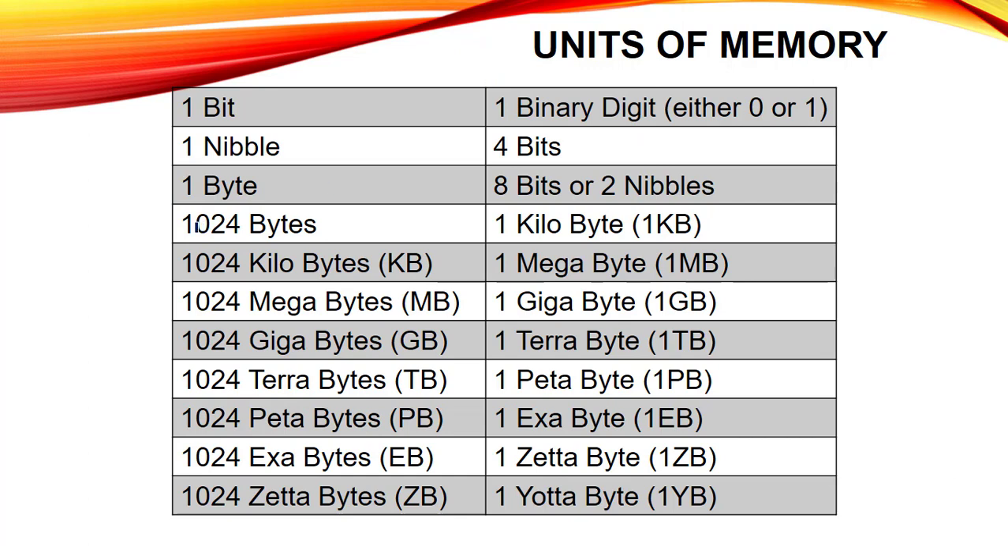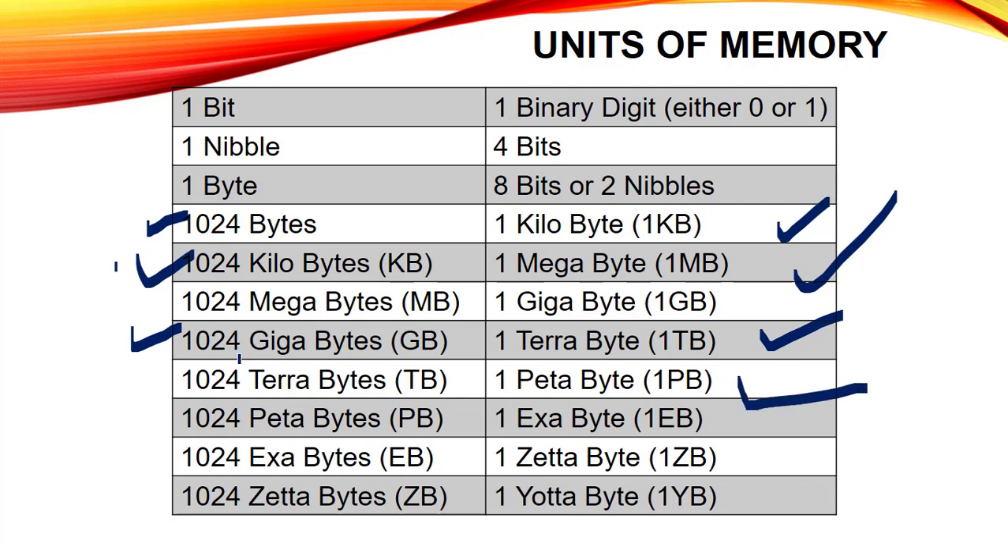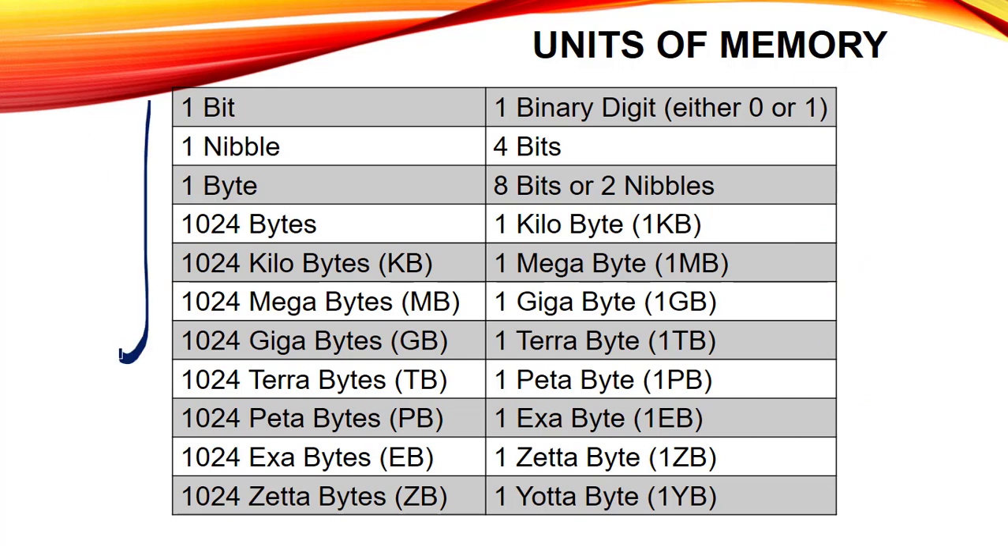Fine. Next we have 1024 bytes, termed as 1 kilobyte. Then 1 megabyte can be represented as 1024 kilobytes. Next we have 1 terabyte that can be represented as 1024 gigabytes. Then a petabyte can be represented as 1024 terabytes and so on. So you simply have to go through it once. If you feel any difficulty or problem, you can comment down and then we will discuss it.